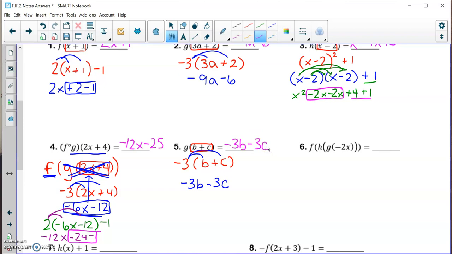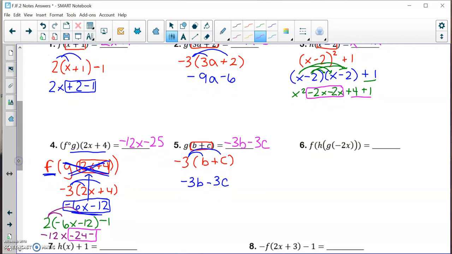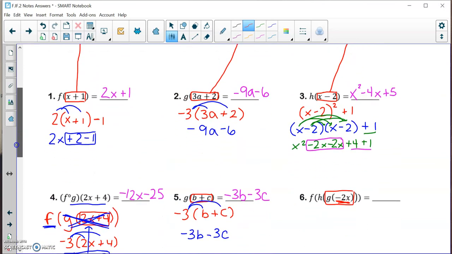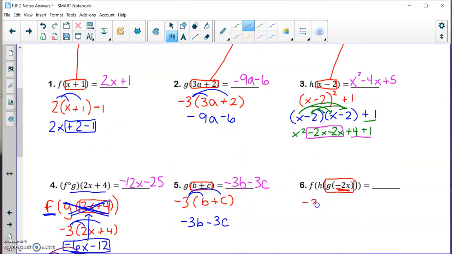All right, number 6, a little more complicated because I want f of h of g of negative 2x. So I'm going to start with the innermost parentheses first, and I'm going to find g of negative 2x by putting negative 2x in for x in my g of x function. So I have a negative 3 times this negative 2x.